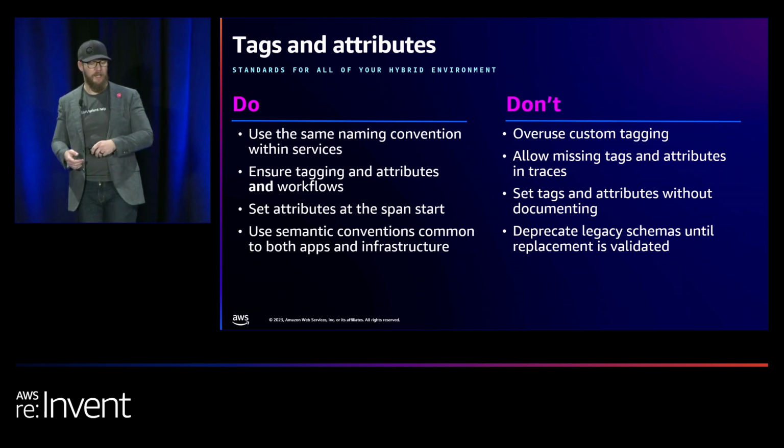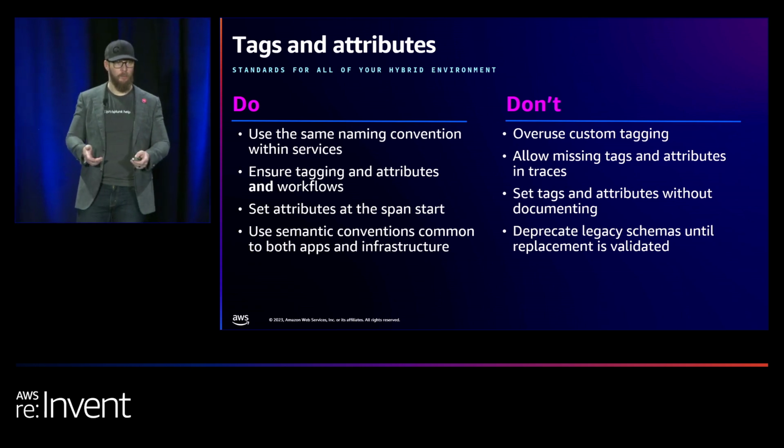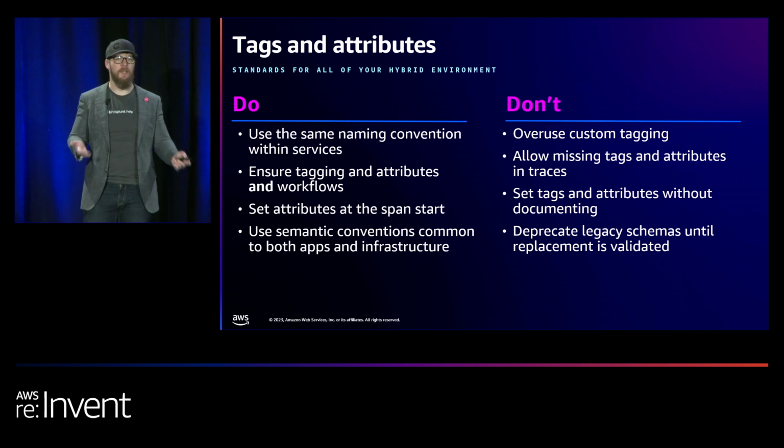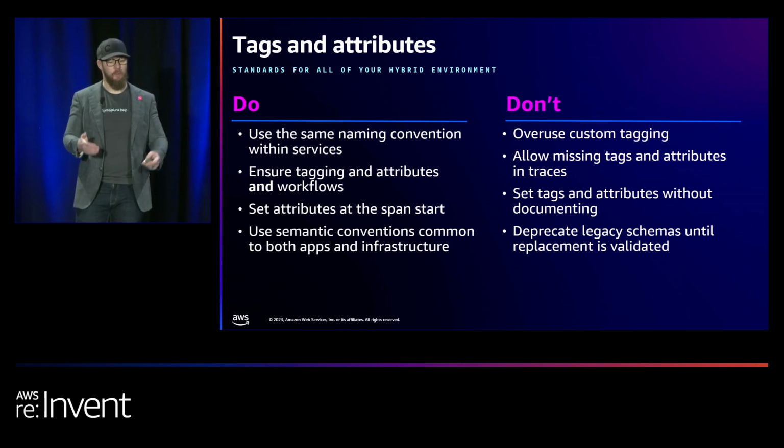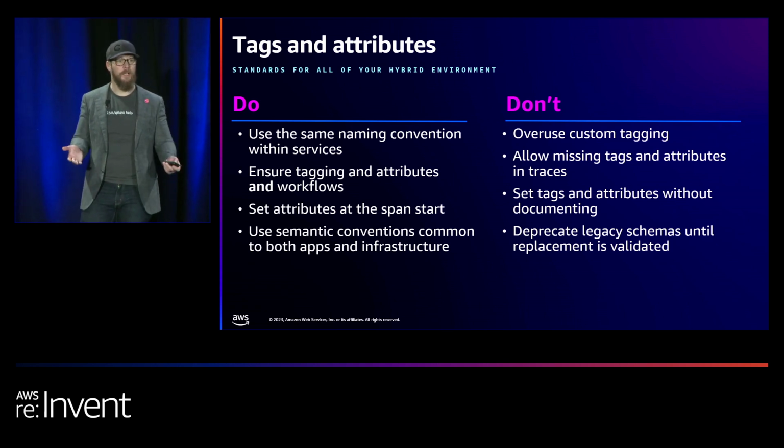Allow missing tags and attributes in traces. So the reason that this is important, particularly in hybrid environments, is you may not have those tags and attributes fully deployed everywhere, right? Or you may not be able to deploy those tags and attributes in particular spans within your trace, but you still need that span to come through so your trace is complete.